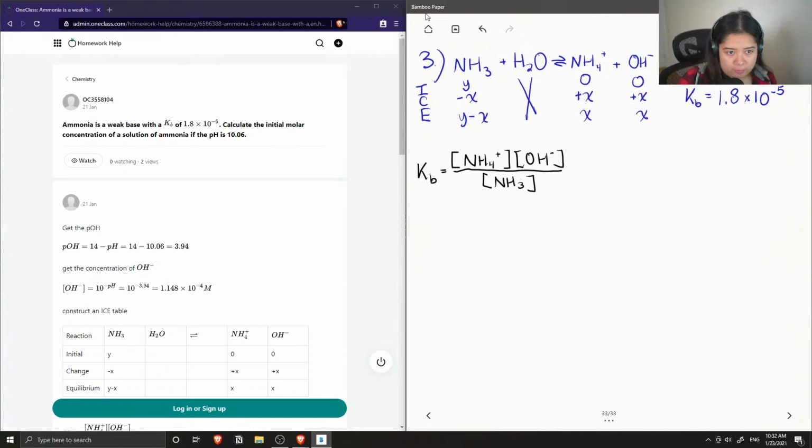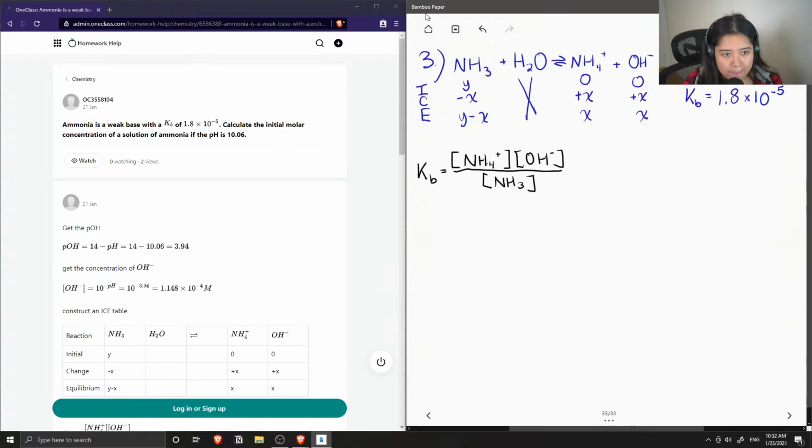So you can see that we have a bunch of unknowns. Well, we have two unknowns. We have Y and X. But this question also gave us pH. So pH is equal to 10.06. So if we recall that pOH is equal to 14 minus pH, then we can solve for the pOH of this solution. So 14 minus 10.06 is equal to 3.94.